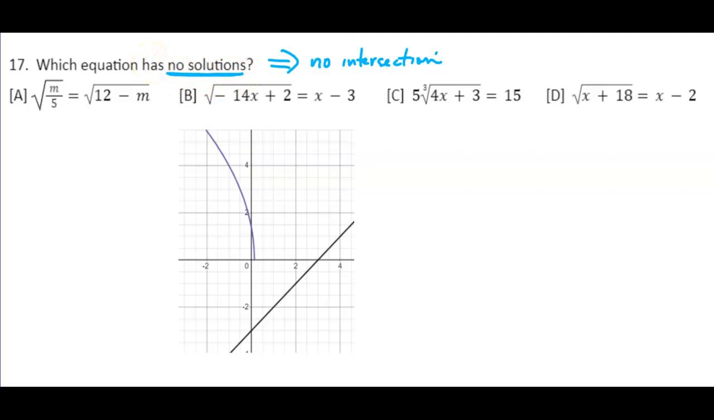All right, when you go through these graphs, it turns out that B, when you graph the square root of negative 14x plus 2 equals x minus 3, you should see that they do not intersect. So I included that graph here just for you to visually see. You can see that they do not cross at all. You do want to make sure that you zoom out or zoom in enough to make sure you can see all the intersections if there are any. In this case, there are none.